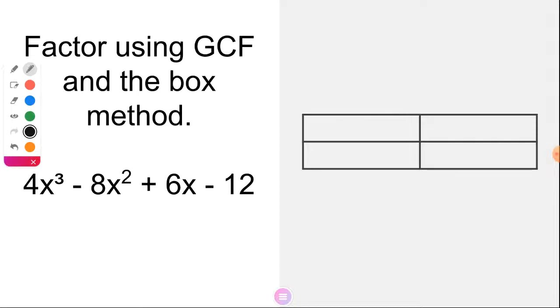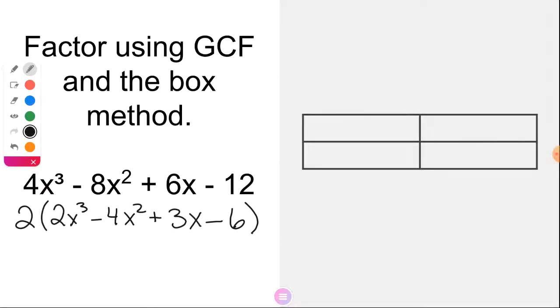But since they are all even, 2 goes into all of them. So we get 2 times, and we're going to divide everything by 2. So 4 divided by 2 is 2x cubed minus 4x squared plus 3x minus 6. Notice I did not lose the 2, I just factored it out. From here, we're going to fill in our box method, and we're going to factor. So we get 2x cubed, a negative 4x squared, 3x, and a negative 6. And then we're looking for the GCF so that we can fill in the outer boxes. Please pause the video and check your answer and see how you did.